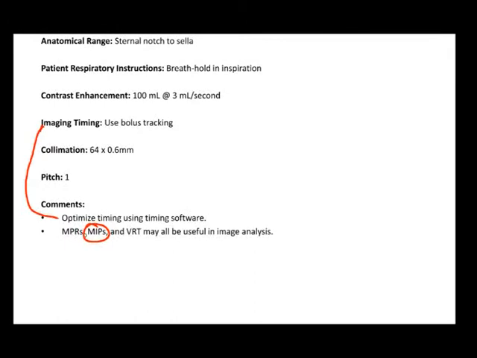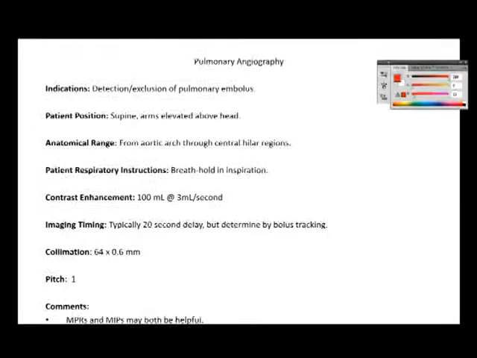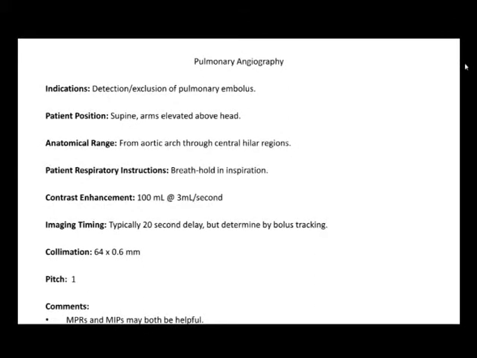Important comments about this. You can use beta blockers to hopefully slow down the heart rate. Use test bolus to basically establish timing. And MIPs and volume rendering techniques are utilized to a high degree. That's because while you're checking out how much stenosis there is, you can also utilize invasive procedures and remedy it while you're in CT, just because of the rapidity with which it can be accomplished.